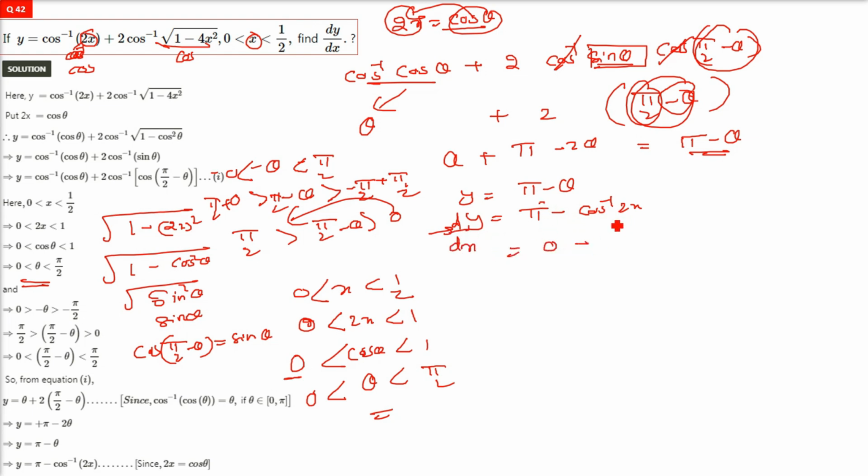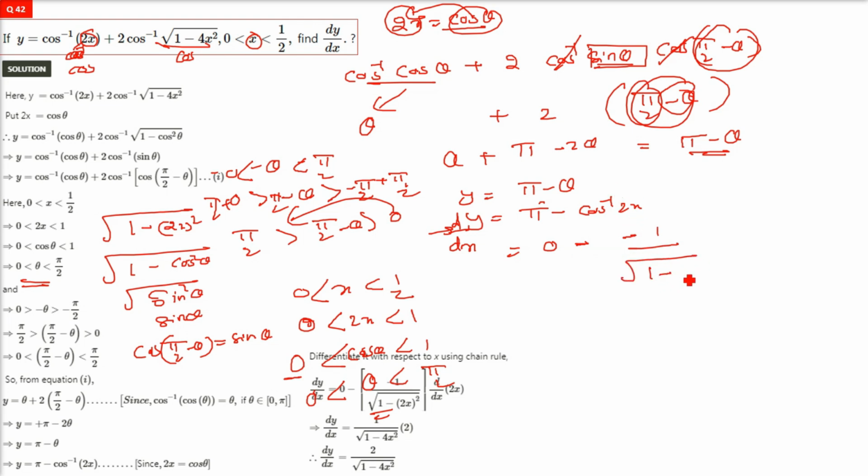Pi will be 0. Cos inverse 2x, cos inverse theta is actually minus of 1 by under root 1 minus whatever is after the cos inverse, right? So you have two negatives, one negative outside, one negative coming from the differentiation. So minus 1 by under root 1 minus 2x whole square. So then the differentiation of 2x will give you 2. So minus minus plus twice of under root 1 minus 4x square it will be. This is your dy by dx. This is your final answer. Okay.